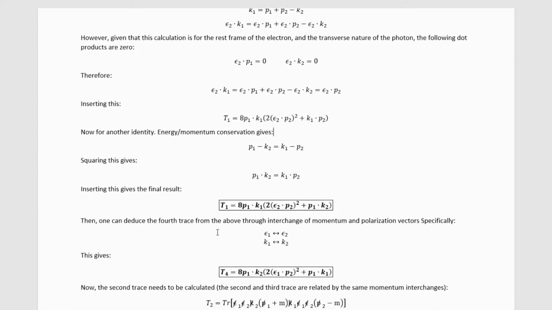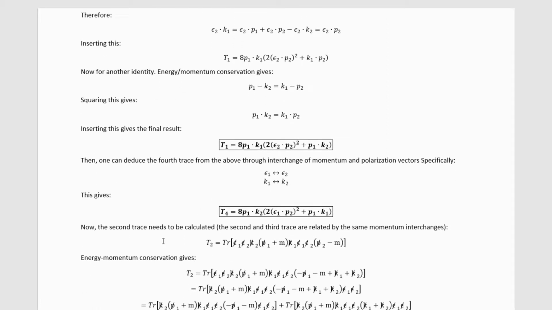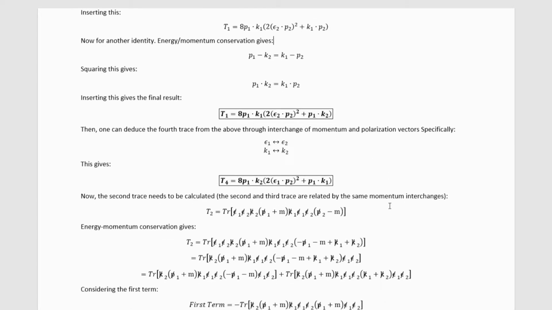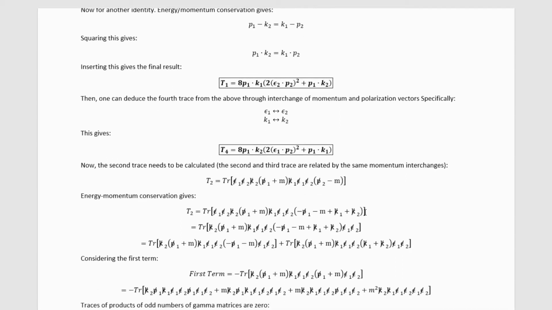Now, if you look at the original expressions for T1 and T4, you see that they're related by this interchange of momentum and polarization vectors. So we can easily get T4 simplified from T1 that's been simplified without having to go through all that calculation again, just by doing this interchange. Now, the second trace needs to be calculated. The second and third, by the way, are related by the same interchange, although they'll turn out to be invariant under that interchange and therefore equal, as you'll see. This is the trace 2, so let's calculate this.